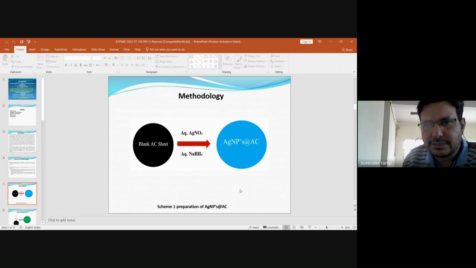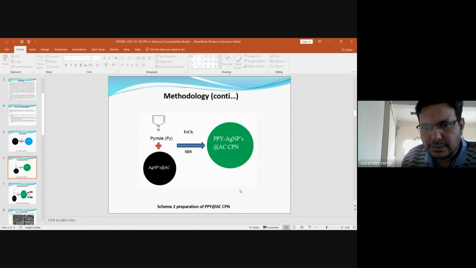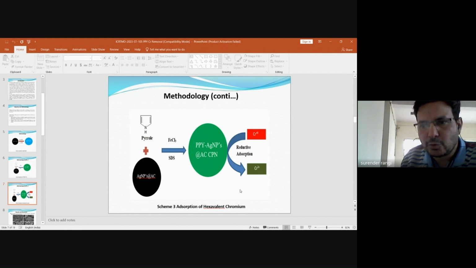The activated charcoal sheets were encapsulated with silver nanoparticles using silver nitrate and aqueous NaBH4 by the in situ reduction method. Then the sheet AgNP@AC so obtained was coated with polypyrrole by in situ suspension polymerization in the presence of ferric chloride as an oxidant. And then we got the material. These sheets so prepared were used for reductive adsorption of chromium ions, that is, chromium 6 was reduced to chromium 3.